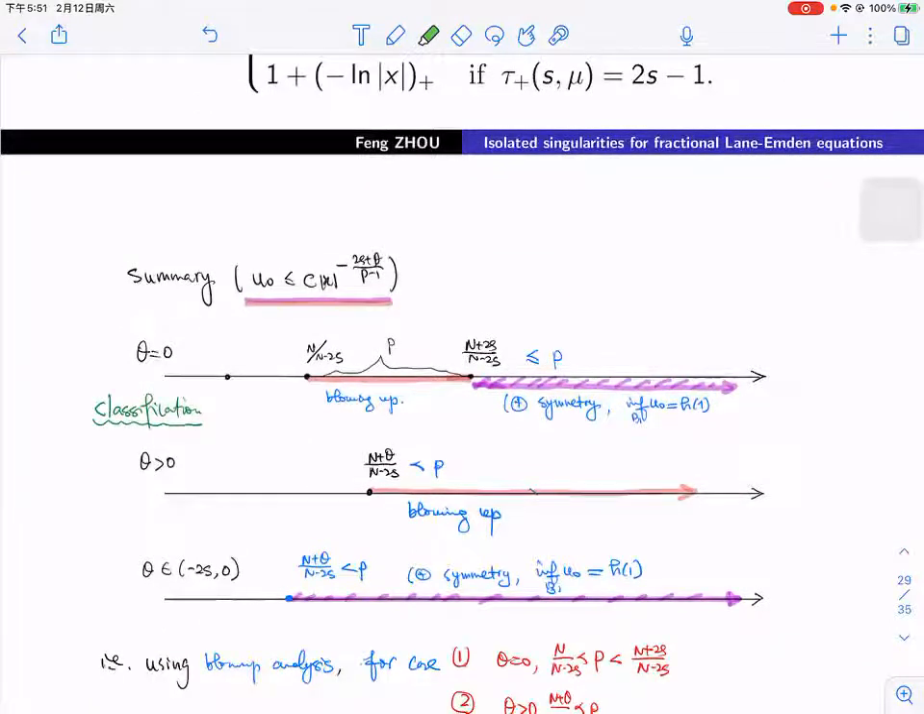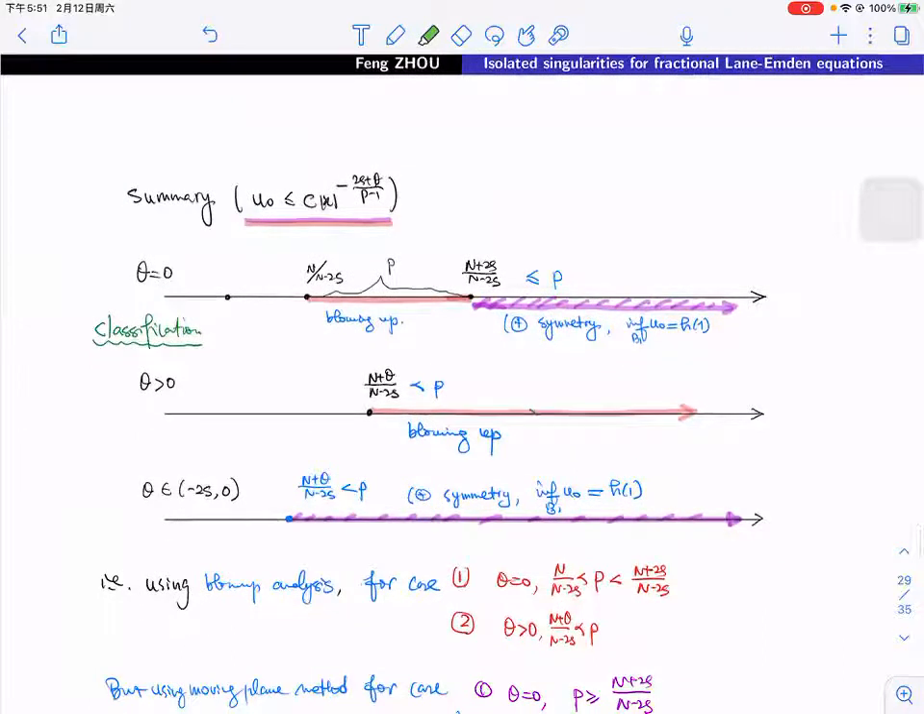So before I give some idea of the proof, I want to summarize the result, so we get a clear picture here. The key point is to get the upper bound estimate for u0, just like this type of problem. So this is u0 less or equal to C times the modulus of x to the power of minus (2s plus theta) over (p minus 1). This is what we need to get.